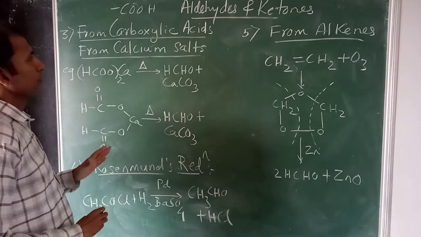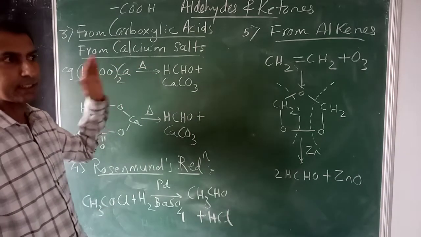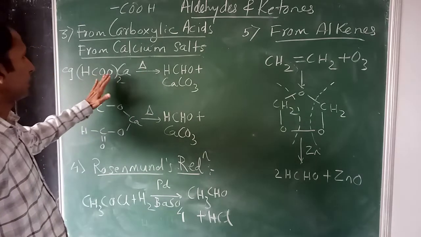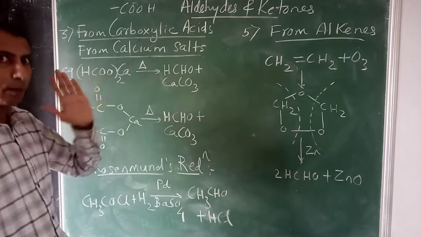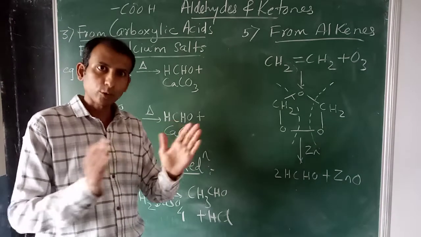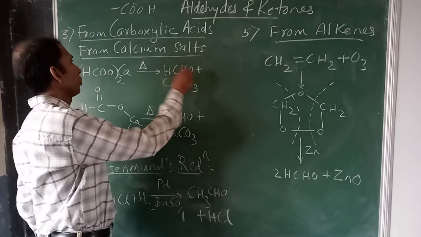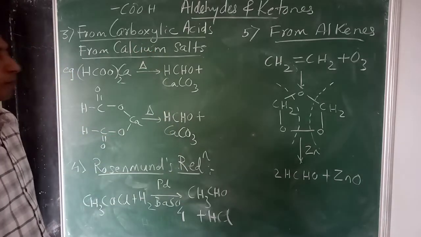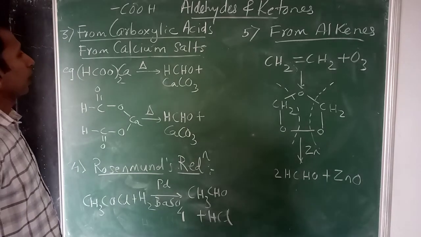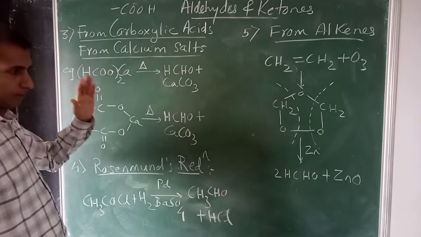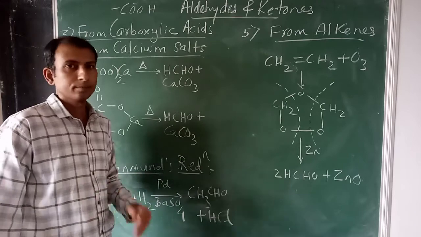Now here we have this reaction given in the text in this form. (HCOO)2Ca, heat. This molecule will decompose, the molecule will break, and you will get HCHO and CaCO3. So we get an aldehyde, the CHO group.